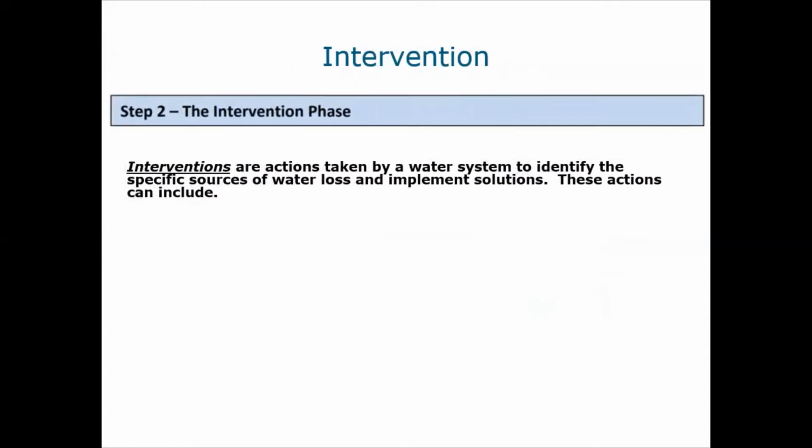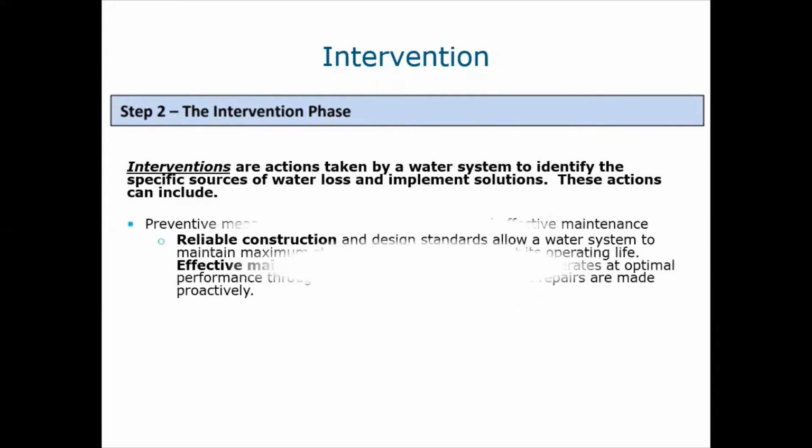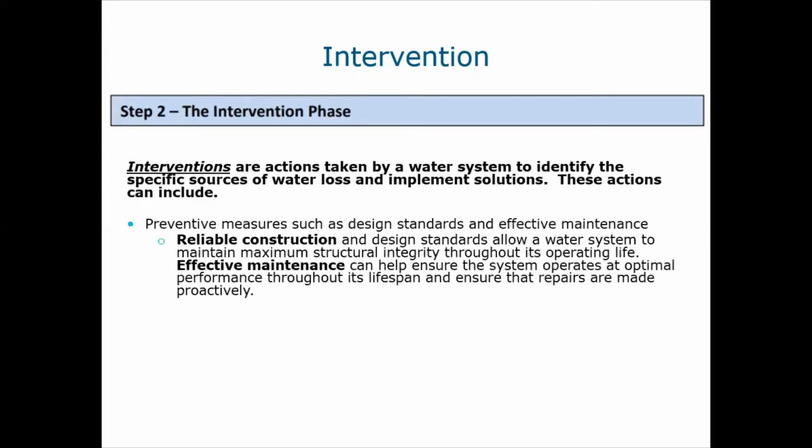So again, interventions are actions taken by a water system to identify the specific sources of water loss and implement solutions. These actions can include preventive measures such as design standards and effective maintenance. So reliable construction and design standards allow a water system to maintain maximum structural integrity through its operating life. Effective maintenance is a big one, and this one's very, very hard to stay on top of with all our tasks that are handed to us on a daily basis. But effective maintenance can help ensure the system operates at optimal performance throughout its lifespan and ensure that repairs are made proactively.